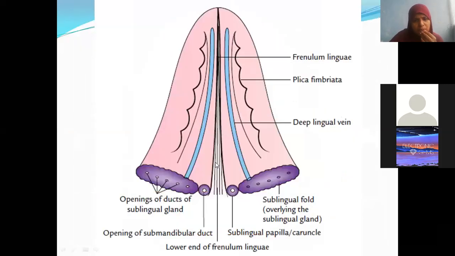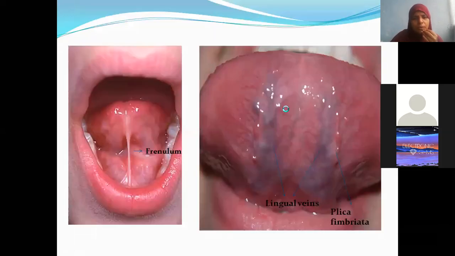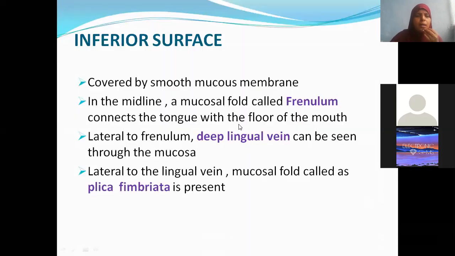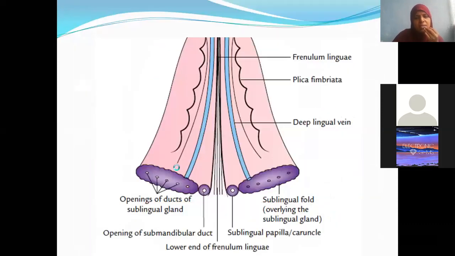You can see this picture, then we will go to that slide. The median fold is the frenulum linguae. On either side, we have the deep lingual vein. Then all these folds are called plicae fimbriatae. Going back to the descriptive part: the inferior surface is covered by smooth mucous membrane. It has a midline mucosal fold, the frenulum, which connects the tongue with the floor of the mouth. Lateral to the frenulum, we have the deep lingual vein. Deep to the lingual vein, the mucosal fold is called plica fimbriata.